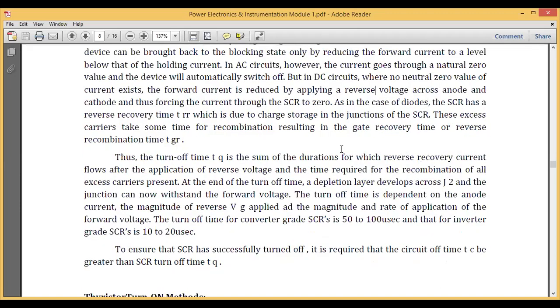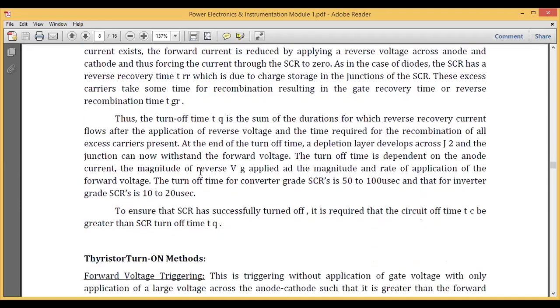So the main thing here is to ensure that whatever voltage you apply at the anode, whether it is AC with respect to AC circuits or with respect to DC circuits, make sure that the time which we take, either for the recovery time or for the gate recombination time, should be very minimum. Then only your SCR will turn off. It should not take much time for the turning off of the thyristor.